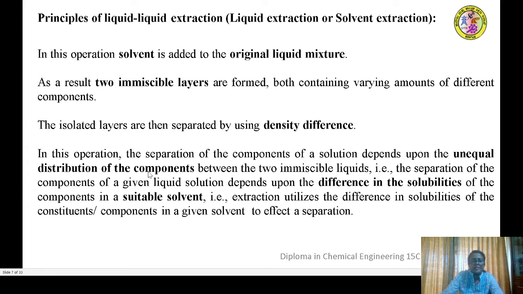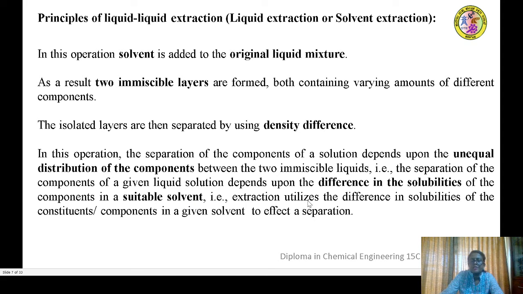That unequal distribution of the components is due to the difference in their solubilities in the given solvent, whichever suitable solvent you select for the operation. As I said already, the various components are soluble to quite different extents. That is called the difference in solubilities of the components in the given solvent.